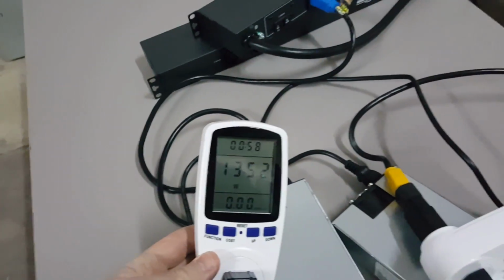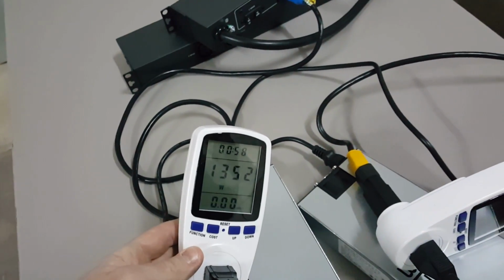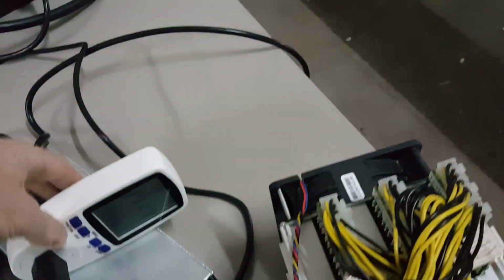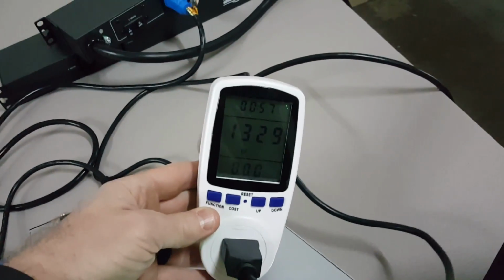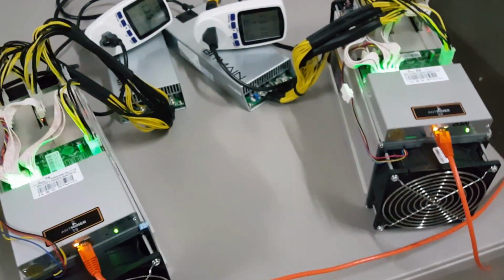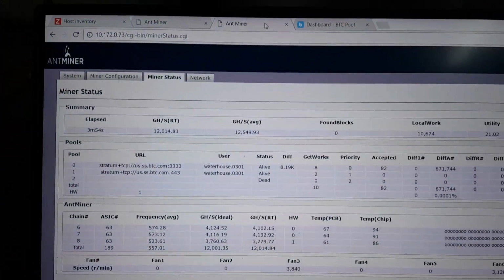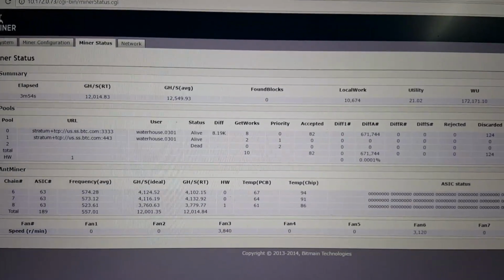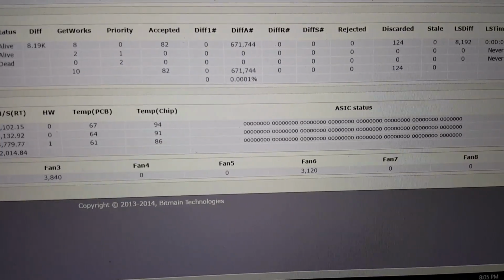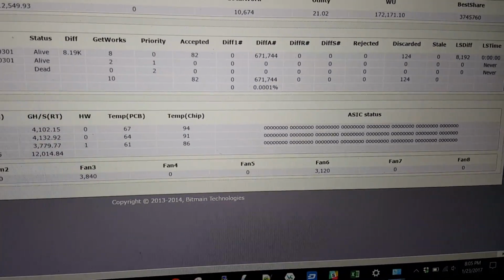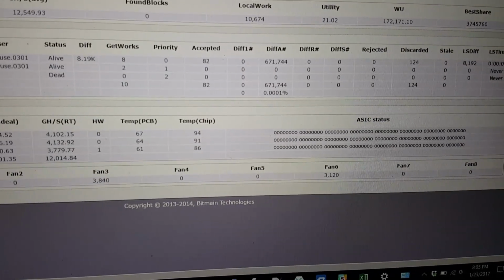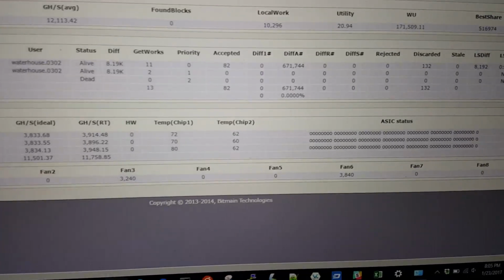So it's using 1350. It's been running for a while here. And the S9 variable frequency is using 1330. So not much of a power difference, maybe about 30 watts. And from a hashing standpoint, we're hashing about 12,000 here, and the temperature on the chip for the S9, the highest one's 94, which is a pretty high temperature.